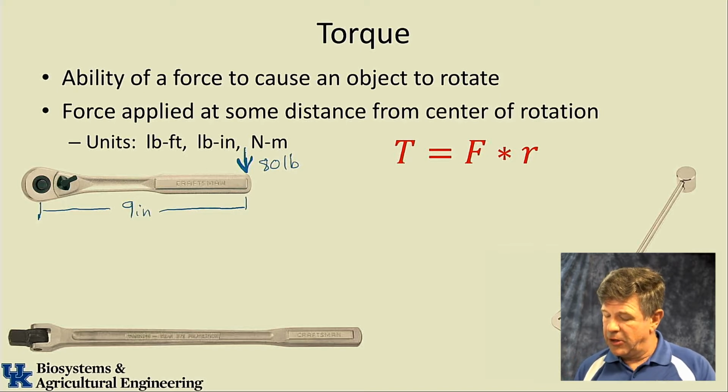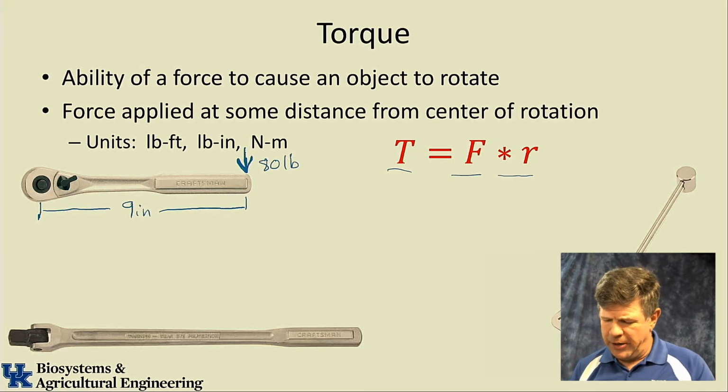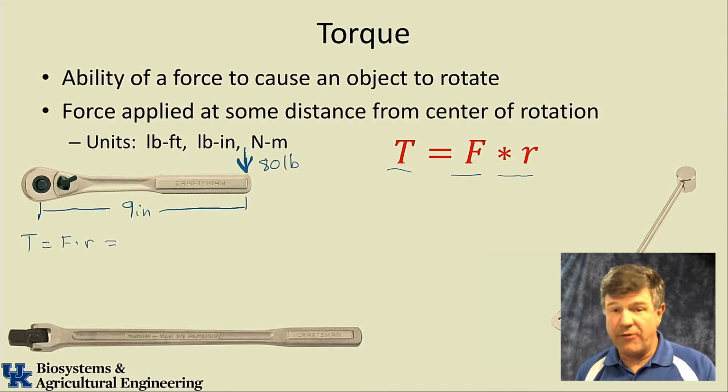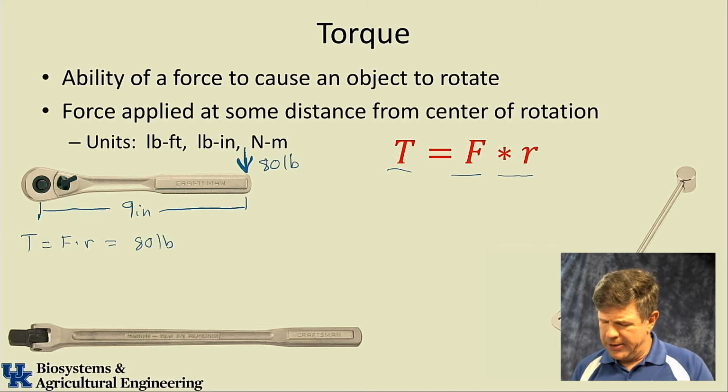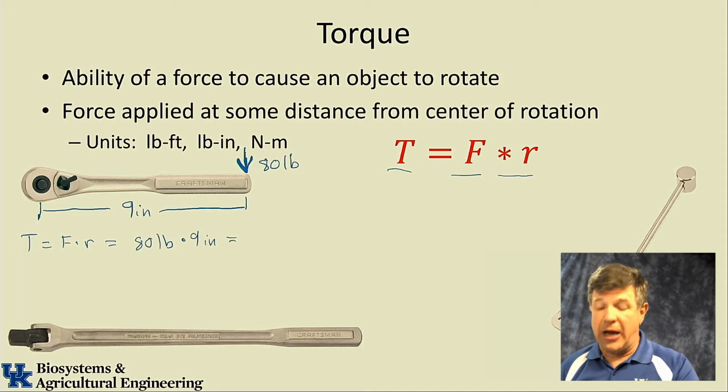Here's my equation. Torque is equal to the force times the R, or radius, or the distance away from that rotational point. So, write it down here. Torque is equal to force times R, the radius. What is my force? My force is 80 pounds. That's what I have the capability of pulling. Multiply that by the radius, which in this case is 9 inches.